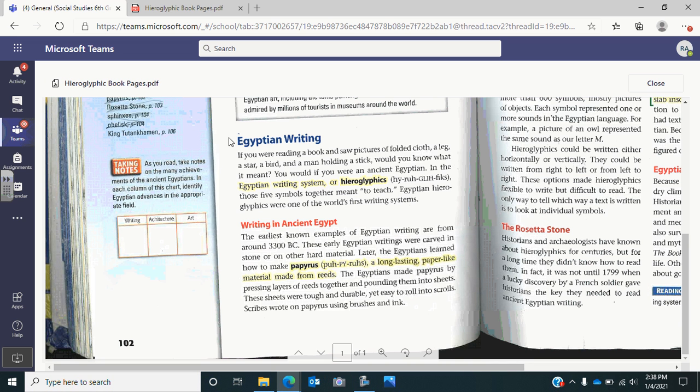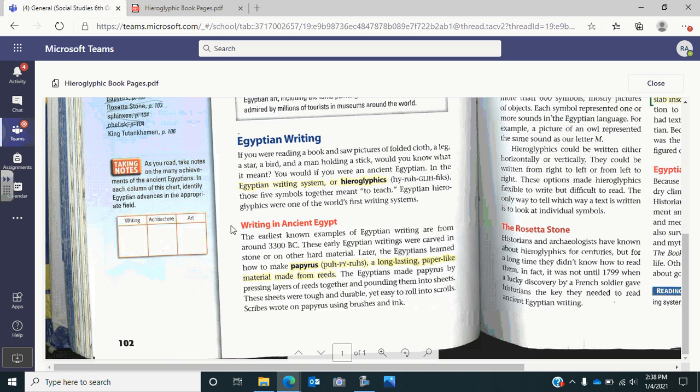If you were reading a book and saw pictures of a folded cloth, a leg, a star, a bird, and a man holding a stick, would you know what that meant? You would if you were an ancient Egyptian. In the Egyptian writing system, or hieroglyphics, those 5 symbols together meant to teach. So if you saw a picture of a cloth, a leg, a star, a bird, and a man, that meant to teach. Egyptian hieroglyphics were one of the world's first writing systems.